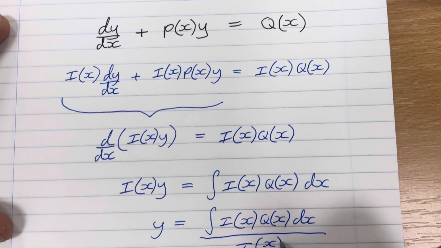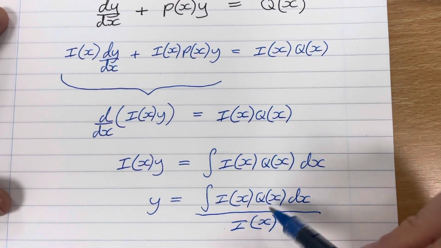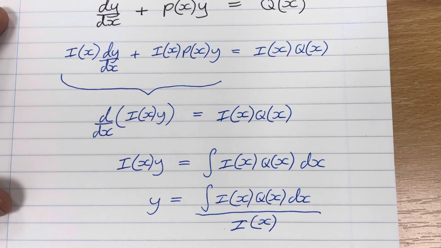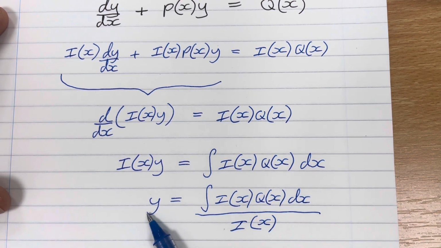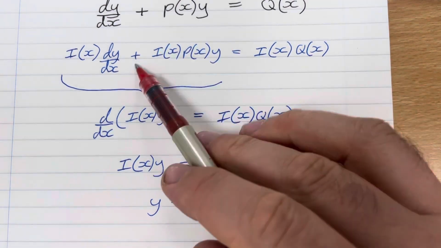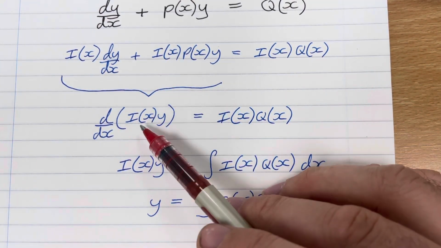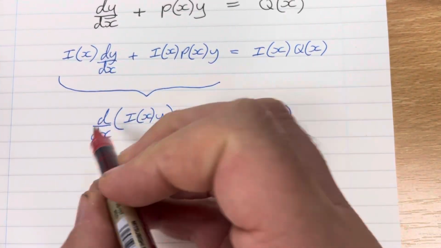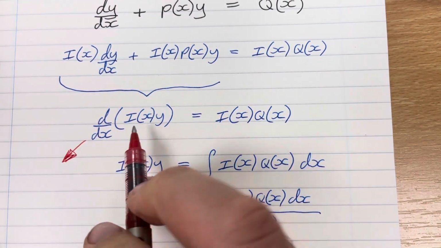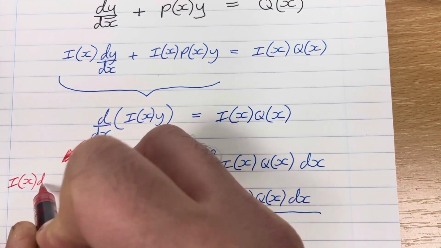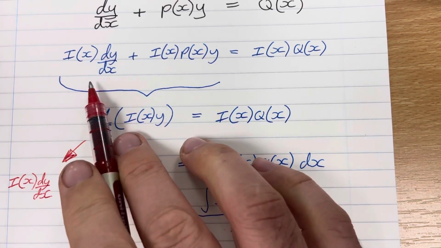Just be careful, you can't cancel the I's of x here, because this I is within that integral and this I is outside of the integral, so you can't cancel those I's. Okay, and we've made y then as a function of x. So that's the idea of this, and the clever part is the choice of I such that this factorization can take place. Okay, so that's what we're going to look at now. So using the product rule on this, what we're going to get is we're going to get this times the differential of this, which is I of x times dy by dx, okay, which is that first term anyway.